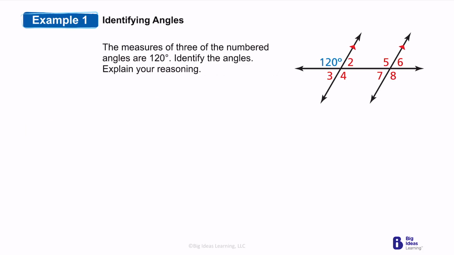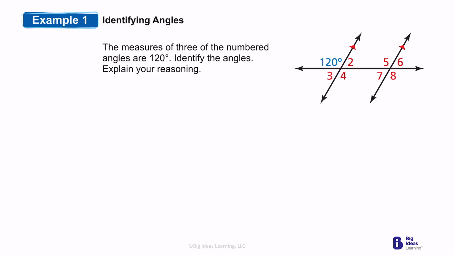All right, so this is actually super easy. It says the measures of 3 of the angles are 120. It's actually 4. If you already know your rules, corresponding angles are congruent. Alternate interior angles are congruent. Alternate exterior angles are congruent. Consecutive interior angles add to 180. And from your previous lesson, vertical angles are congruent.